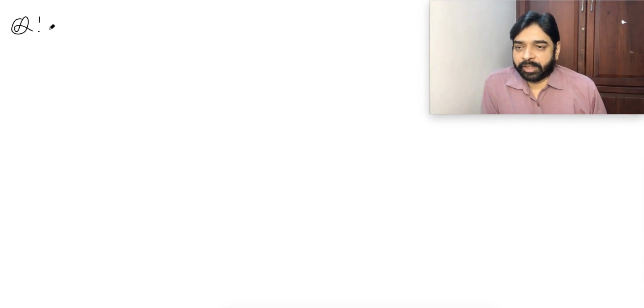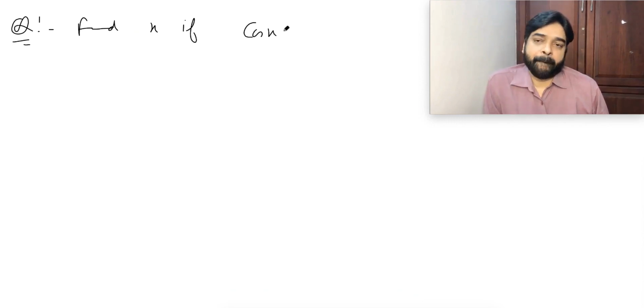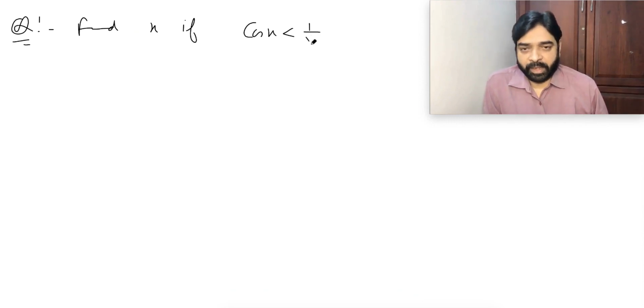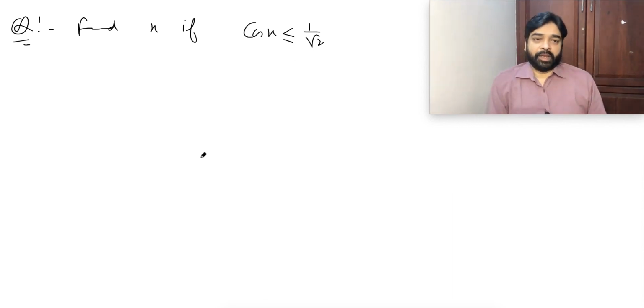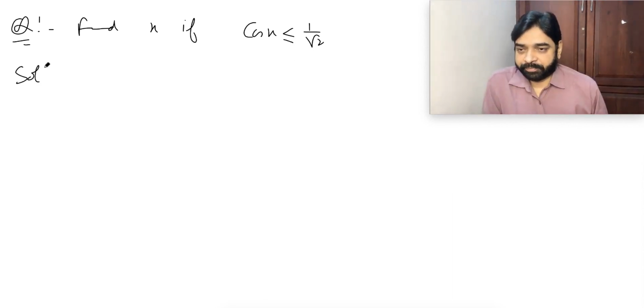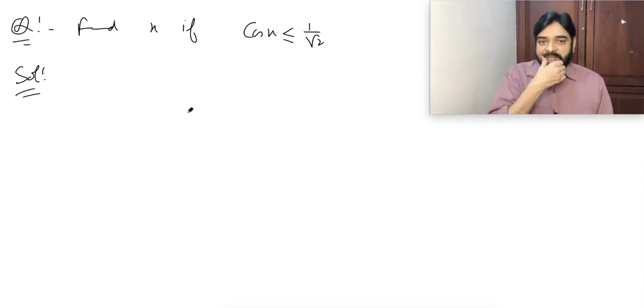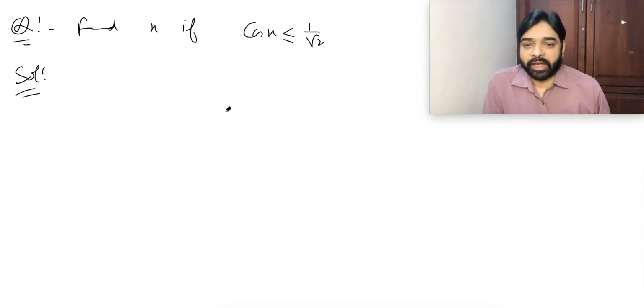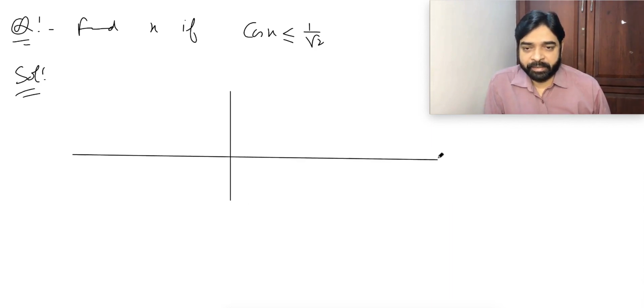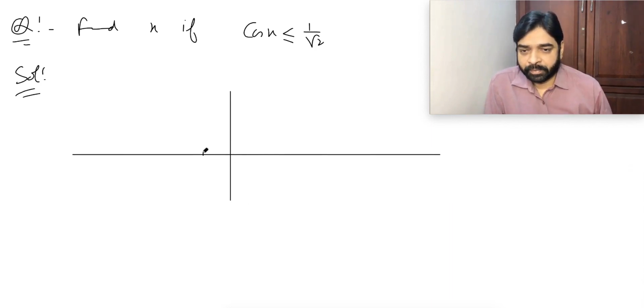Imagine the question is coming this way. Find x if cos x is less than or equal to 1 by root 2. I will solve it. Watch it. First step: draw the graph of both. The cos x graph. I hope everybody remembers. Cos x will be something like this.